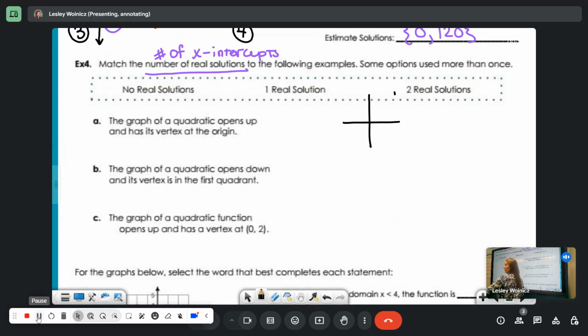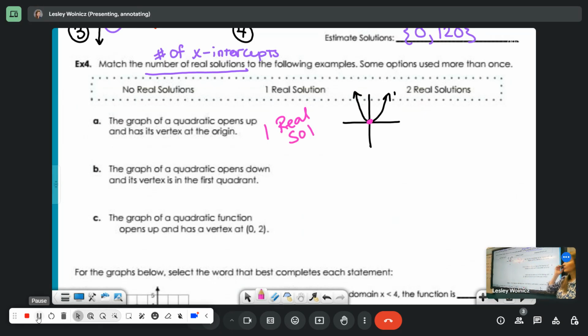Okay, which way does my parabola open up? Like a cup or down like a frown? Up like a cup. Okay, so it's going to have that positive a value. And where's its vertex? Origin. Okay, so I'm going to make a little sketch just like that. How many times does this picture hit the x-axis? Once. So how many real solutions will it have? One real solution.